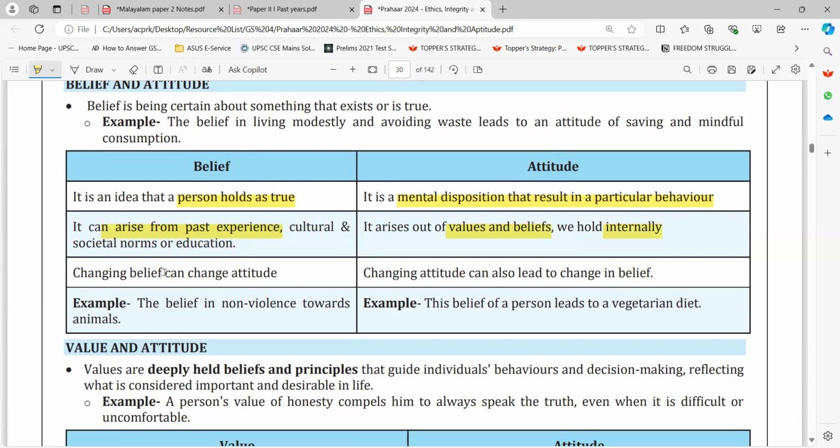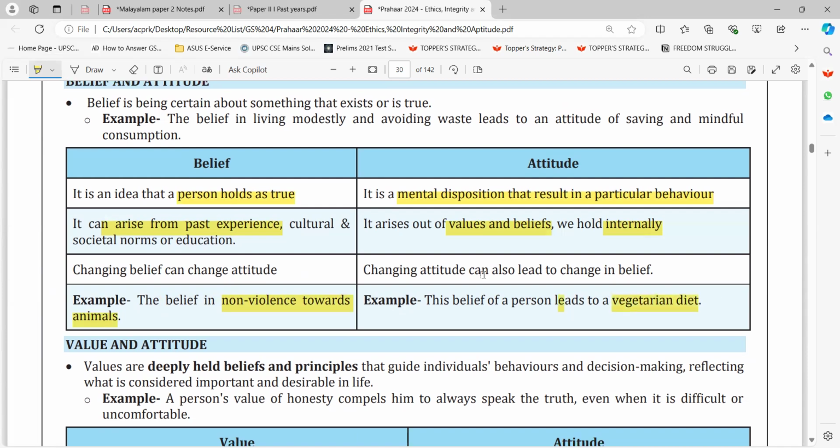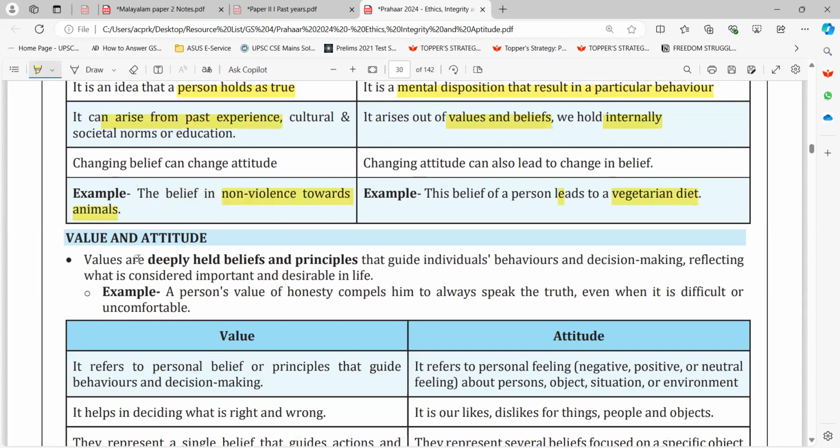Belief, changing belief can change an attitude. Attitude, changing attitude can also lead to changing belief. Belief, example, the belief in non-violence towards animals. Attitude, this belief of a person leads to a vegetarian diet. Value and attitude. Values are deeply held beliefs and principles.